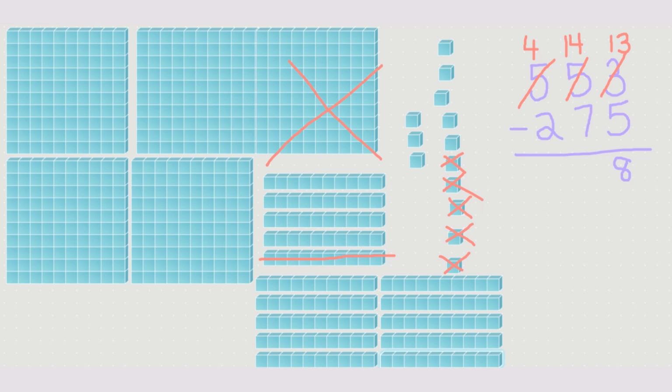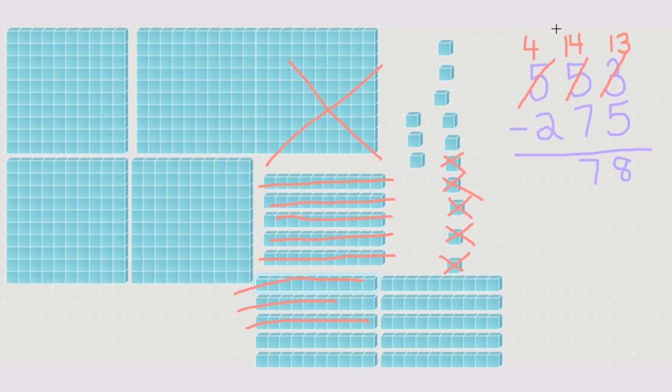Now can I take away 7? I sure can. So let's do that. 1, 2, 3, 4, 5, 6, 7. That leaves me with 1, 2, 3, 4, 5, 6, 7. I have 7 10 sticks left. So I need to write that into my equation in the tens column.